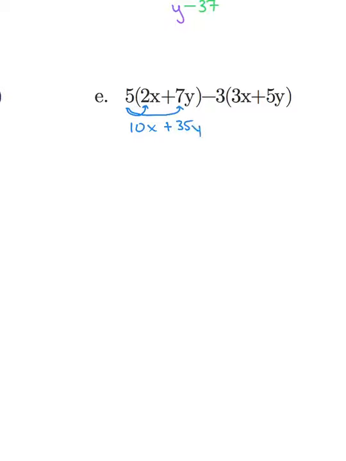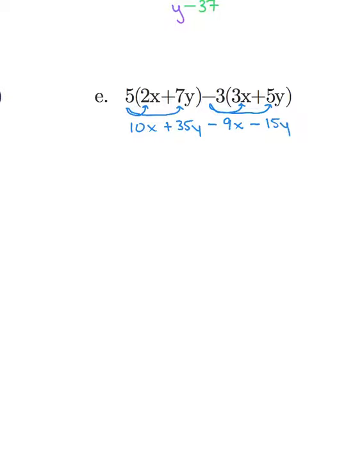In the second set, remember that we want to distribute negative 3 to everything inside the parentheses. So if we multiply everything inside the parentheses by negative 3, we get negative 3 times 3x is negative 9x. And negative 3 times 5y is minus 15y.